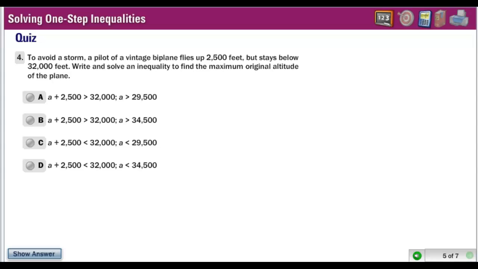So this real-life problem says to avoid a storm, a pilot of a vintage biplane flies up 2,500 feet, but stays below 32,000 feet. Write and solve an equation to find the maximum original altitude of the plane. So what we do know is it has to fly up 2,500 feet. So it's going to have the original altitude, and if it adds 2,500 feet, that's the level it starts, right?